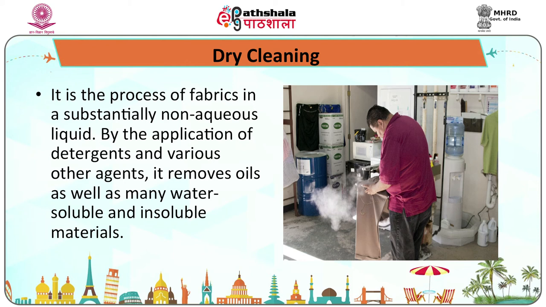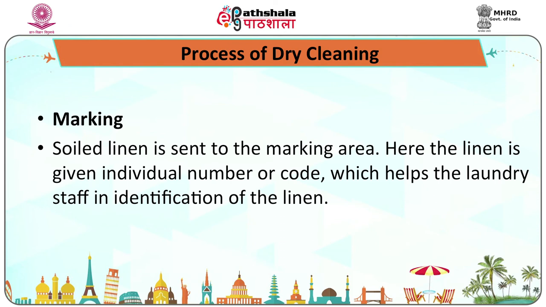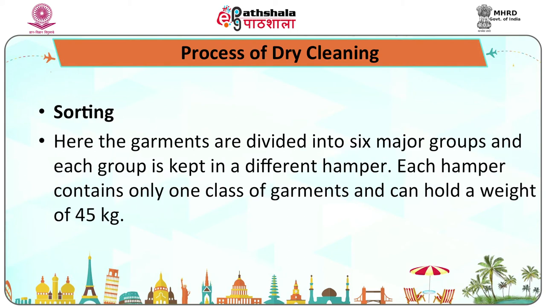It is the process of cleaning fabrics in a substantially non-aqueous liquid. By the application of detergents and various other agents, it removes oils as well as many other water-soluble and insoluble materials. Process of dry cleaning. First is marking. Soiled linen is sent to the marking area. Here the linen is given an individual number or code, which helps the laundry in identification. Then sorting. Here the garments are divided into 6 major groups and each group is kept in a different hamper.